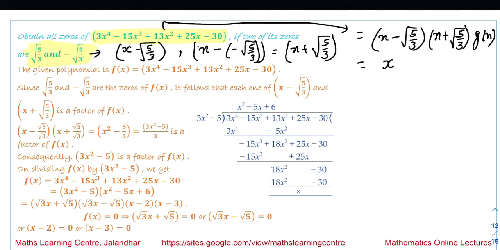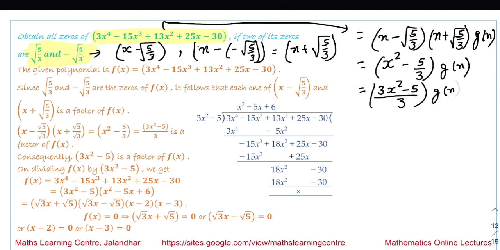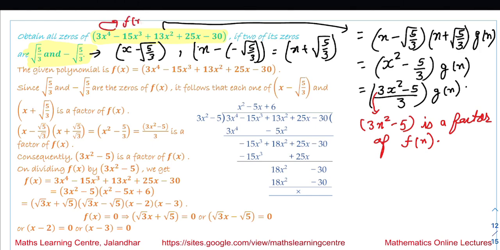This value is equal to (x² - 5/3) into g(x). So this is equal to (3x² - 5)/3 into g(x). So what we get from this is that 3x² - 5 is a factor of f(x). If this polynomial we are writing is f(x), then we are saying this is a factor of f(x). It means it will divide it.